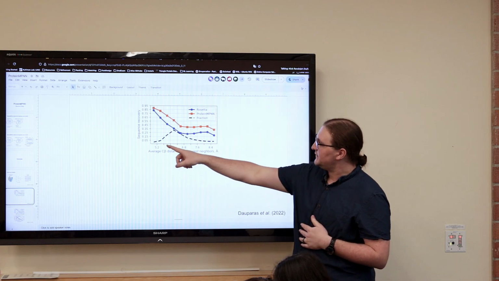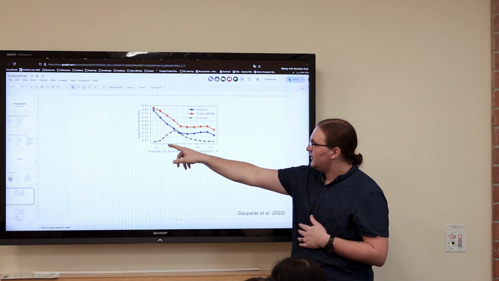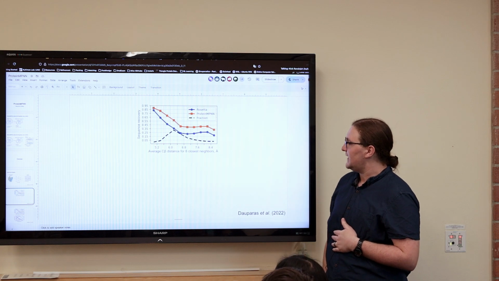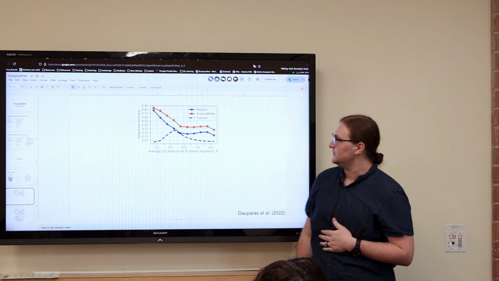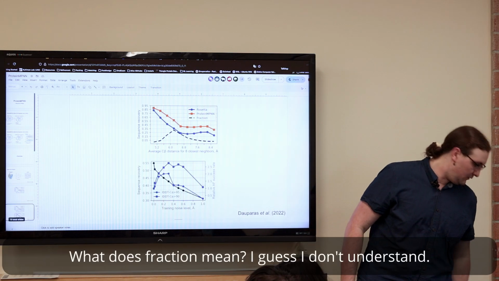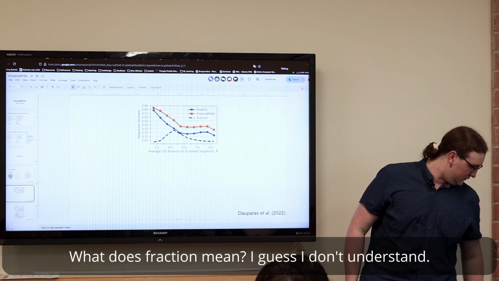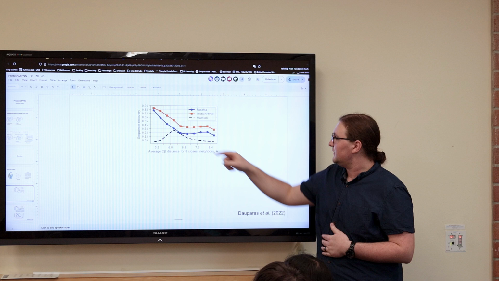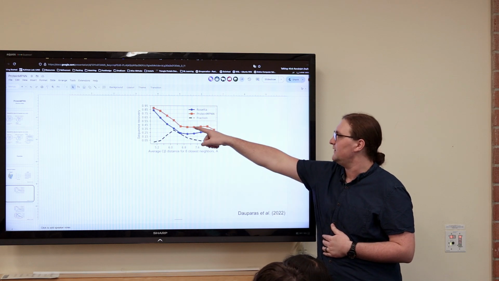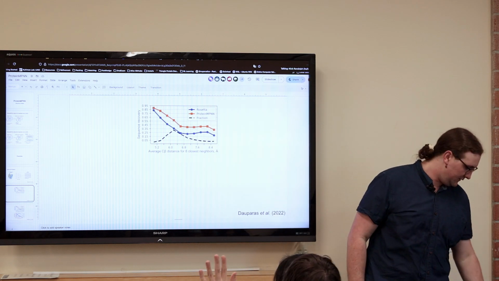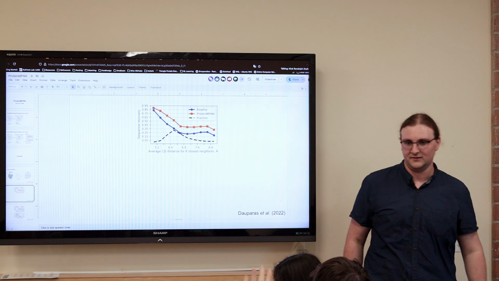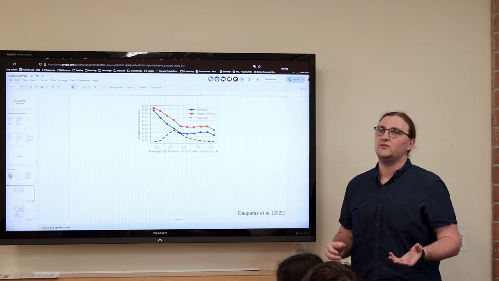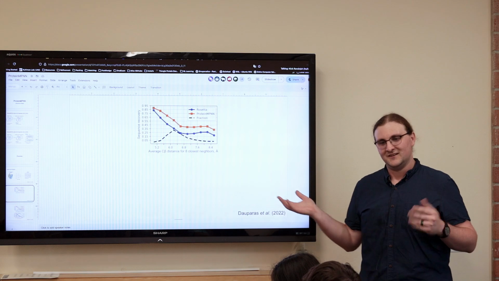But interestingly, we see in this intermediate region the biggest difference, as you can see by the dashed line, indicating the fraction. What is fraction? Oh, it's just this divided by this. Or you sum them and then you take this divided by it. Yeah, it's just comparing those two lines. Can you define what sequence recovery is? Yeah, sequence recovery is sequence identity.